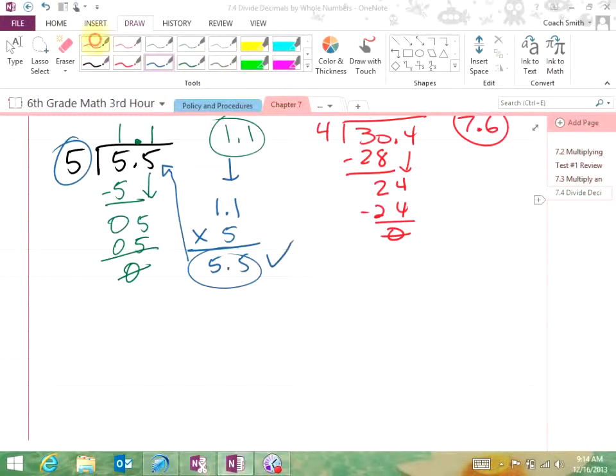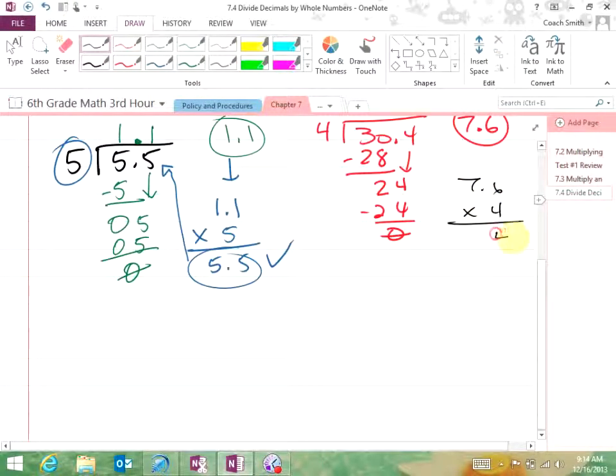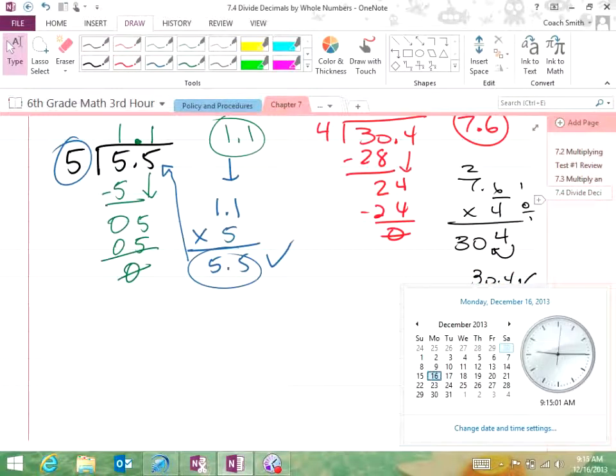Same way over here. You would take 7.6 times 4. 4 times 6 is 24, carry my 2. 4 times 7 is 28, plus 2 would be 30. And I have 1 decimal place there, so I would move it 1 place and get 30.4. So it does check. Once again, I am not requiring you to check it. Might be a good idea to do it.